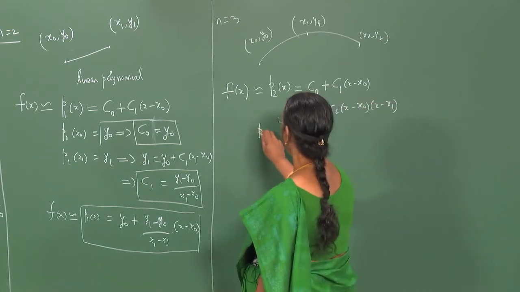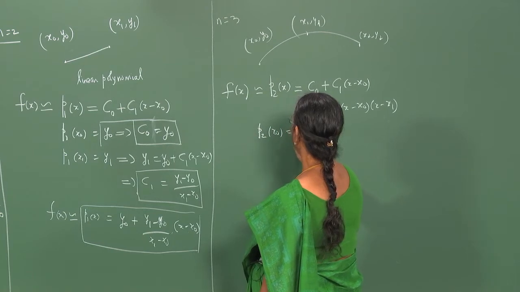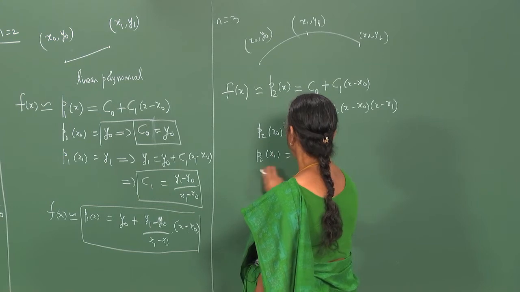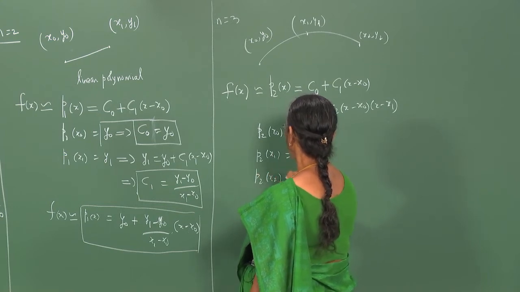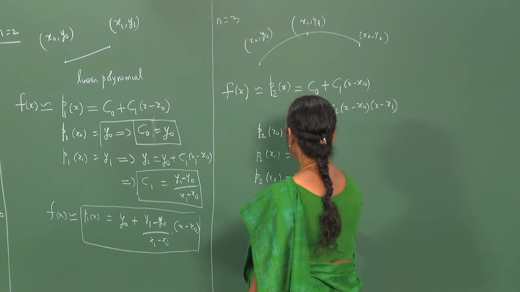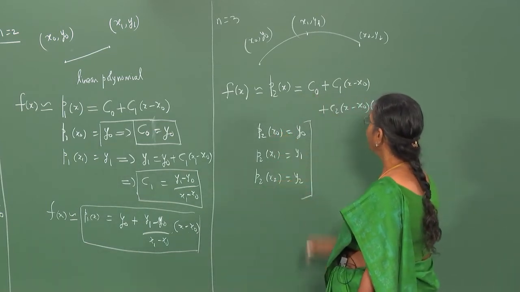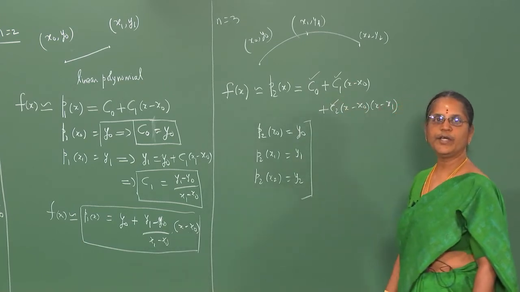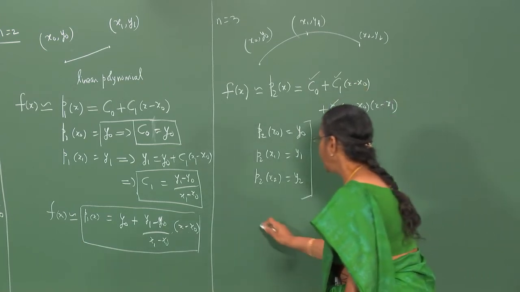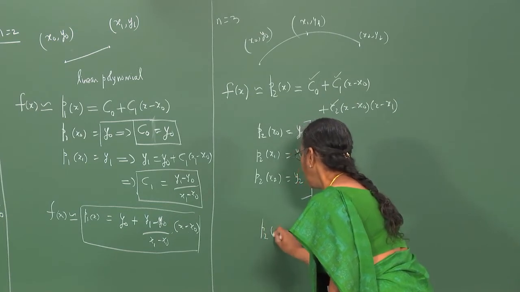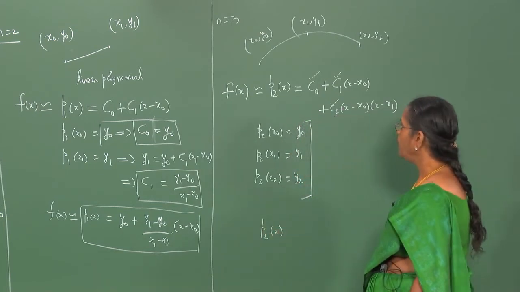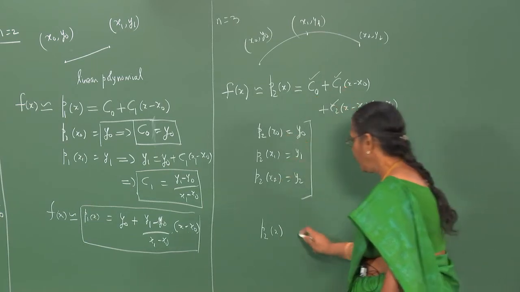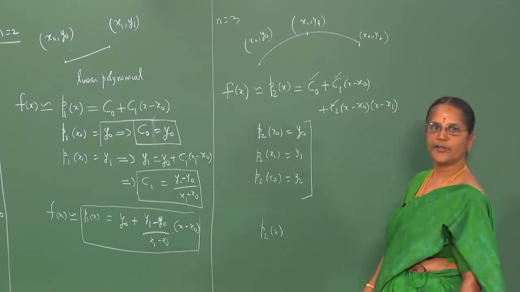So, what do we want? We want p2 of x naught to be equal to y naught, p2 of x1 should be y1 and p2 of x2 should be equal to y2. So, there are 3 conditions to be satisfied and we have 3 constants c naught, c1, c2 to be determined, and these 3 conditions will give us a polynomial which is p2 of x after determining c naught, c1, c2 subject to these conditions, which is a second degree polynomial.